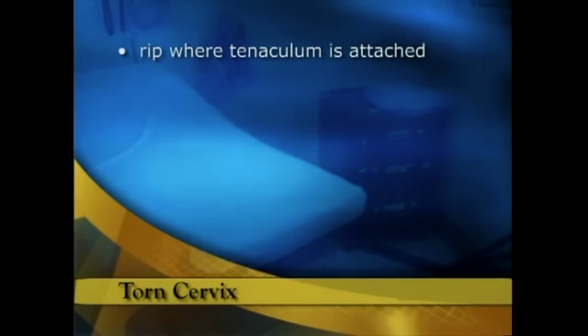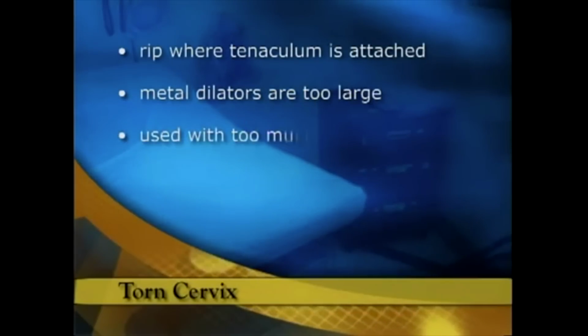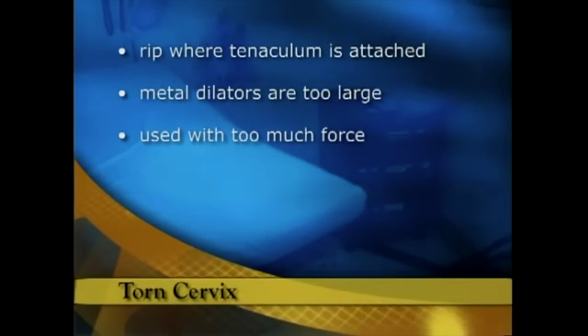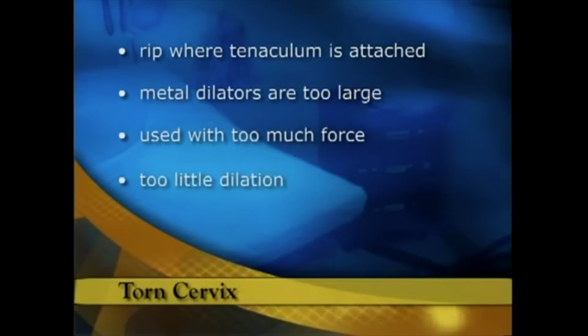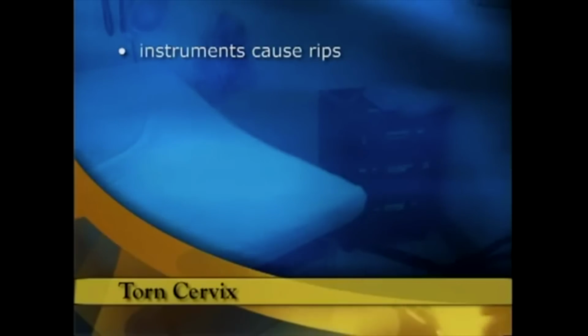When the tenaculum is used to pull the uterus into position, a laceration can develop at the point where it was attached to the cervix. The cervix can also be ripped if the metal dilators are too large or used with too much force. On the other hand, too little dilation can result in the cervix being torn when the instruments used later in the procedure are forced through the undersized cervical opening.